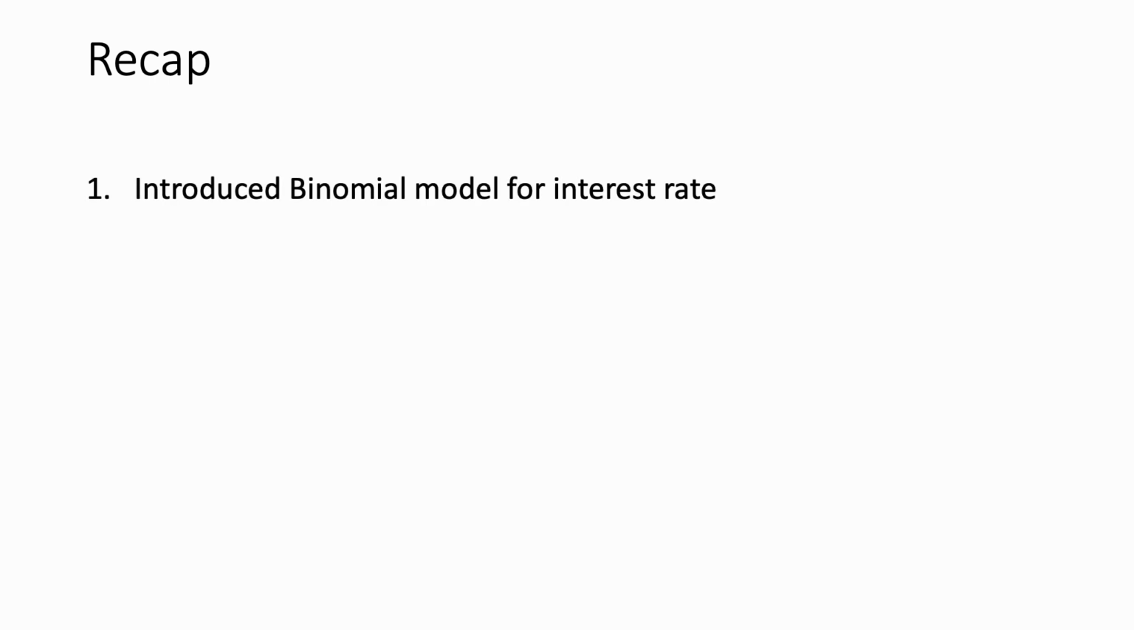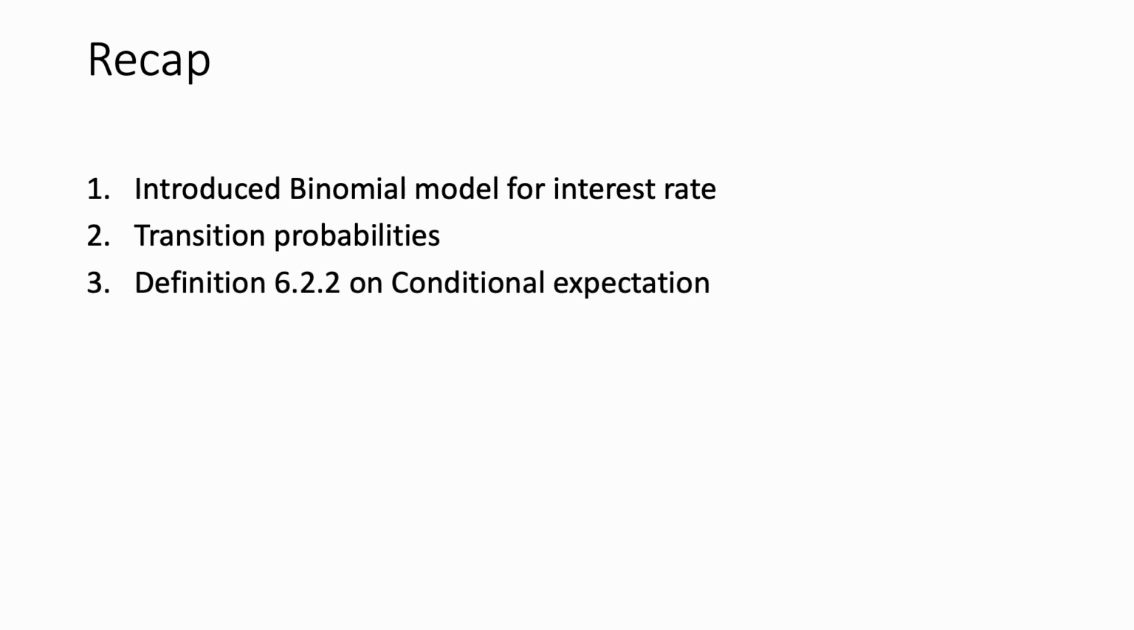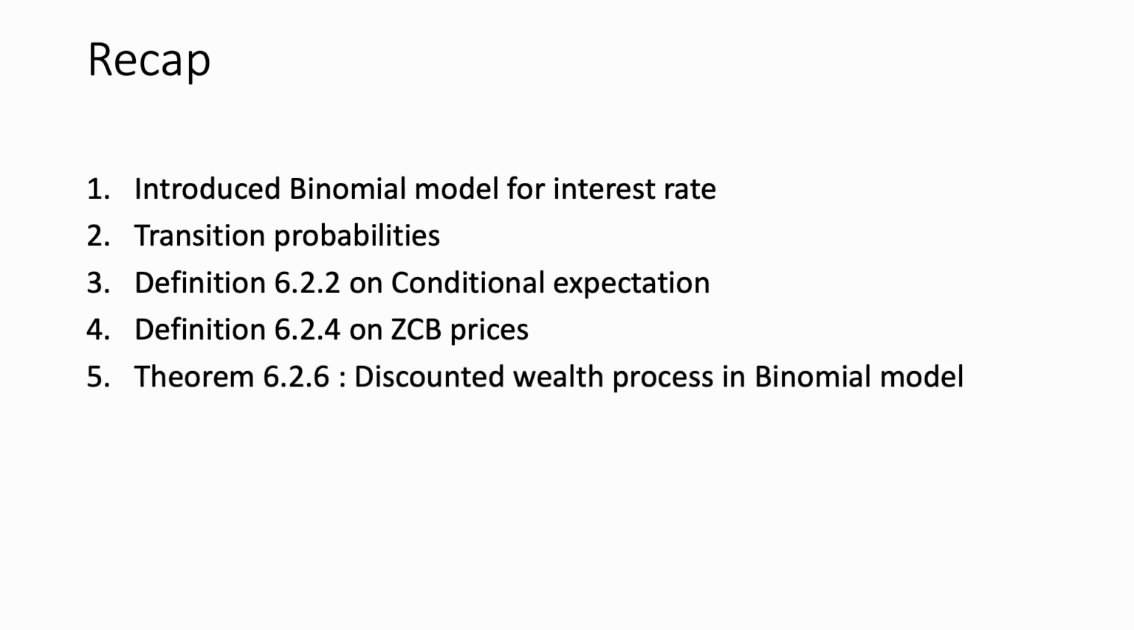Okay, so now let's recap very quickly. We introduced the binomial model for interest rates, talked about the transition probabilities, conditional expectation, and revised the definition of zero coupon bond based on conditional expectations. We proved that the discounted wealth process is a martingale. So now we really have a model that doesn't allow arbitrage. So then going forward, we can use this to price things like caps, floors, or other interest rate derivatives.